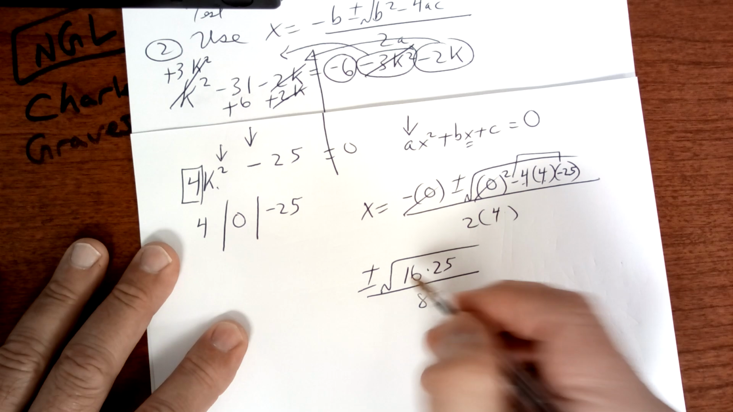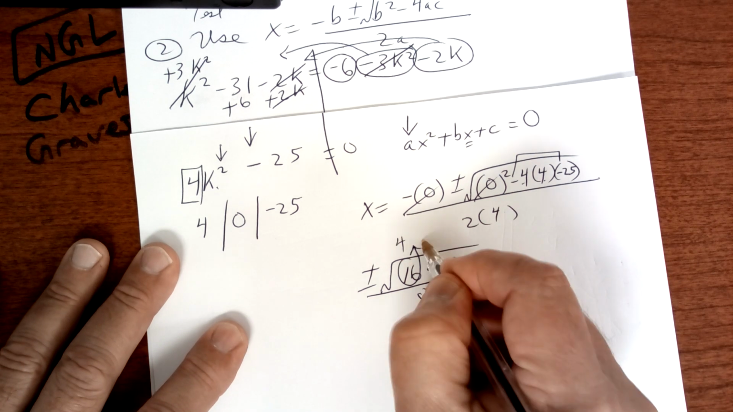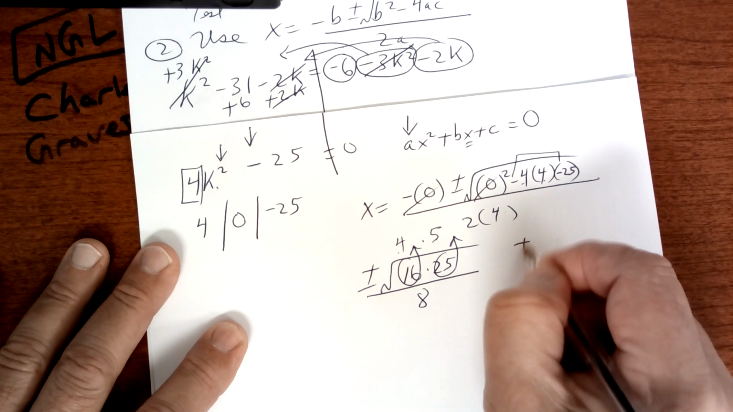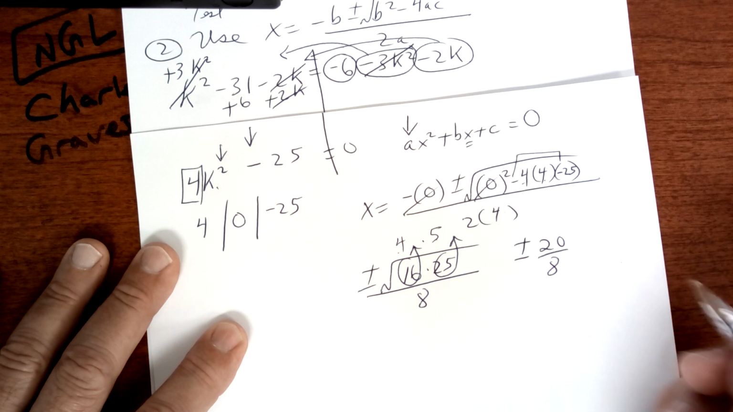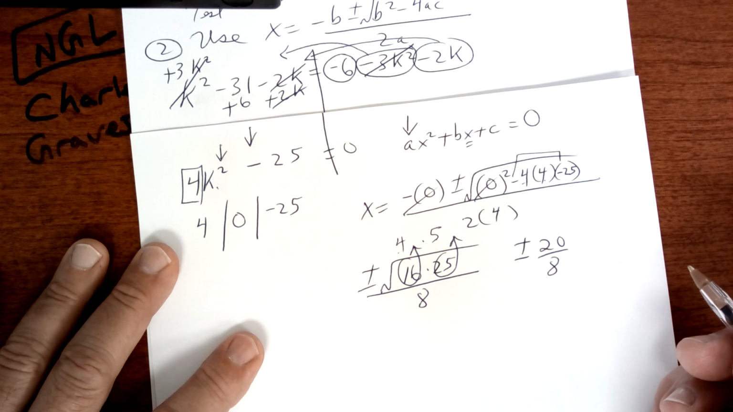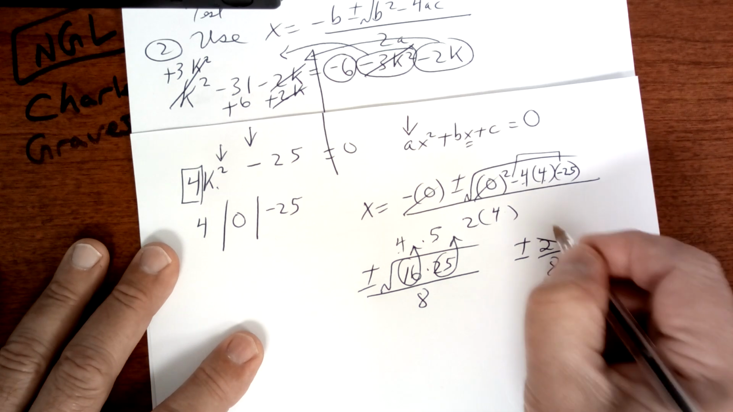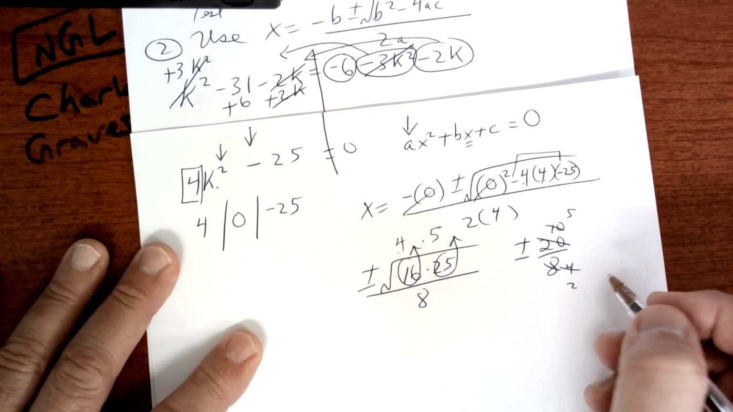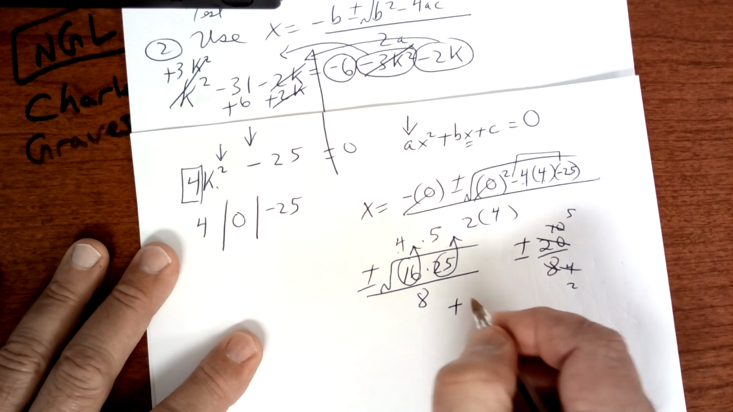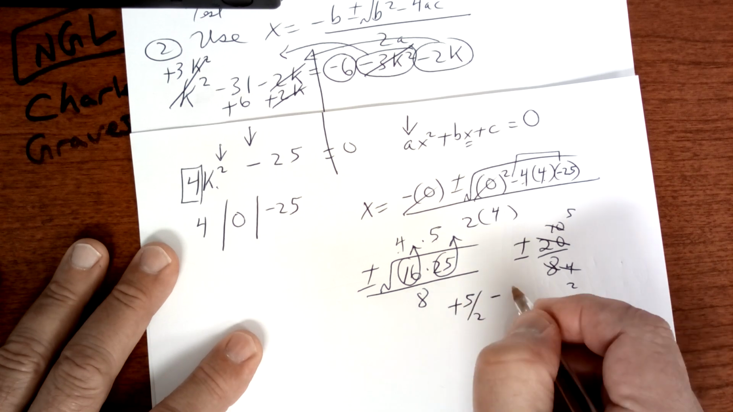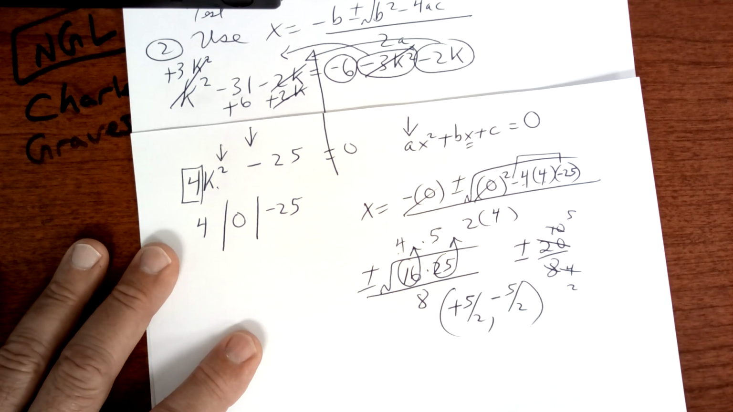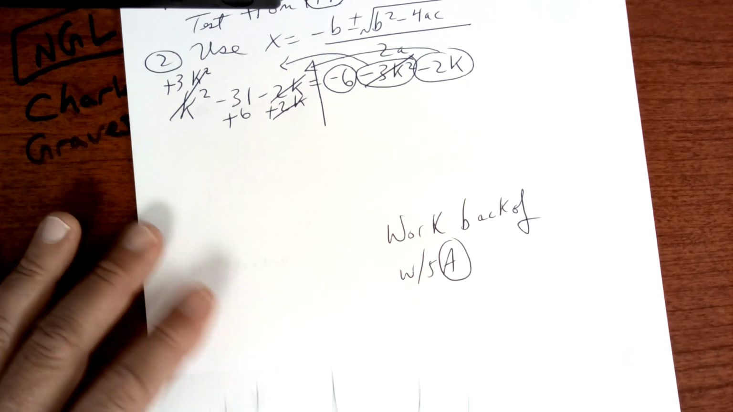The square root of 16 is 4. The square root of 25 is 5. 5 times 4 is 20, so it's going to be a plus or minus 20 divided by 8. And you can reduce that. 2 goes into 20 ten times, 2 goes into 8 four times, 2 goes into 10 five times, 2 goes into 4 two times. So it's going to be a plus 5 over 2 and a minus 5 over 2. Those are the two answers right there. Those are your x-intercepts. Today we're doing the back side of worksheet A, and if you were absent, it should be on Canvas.